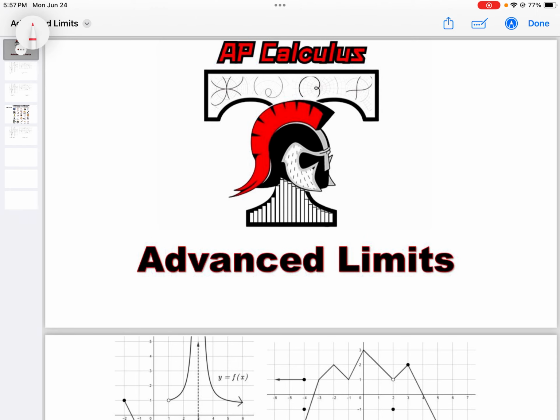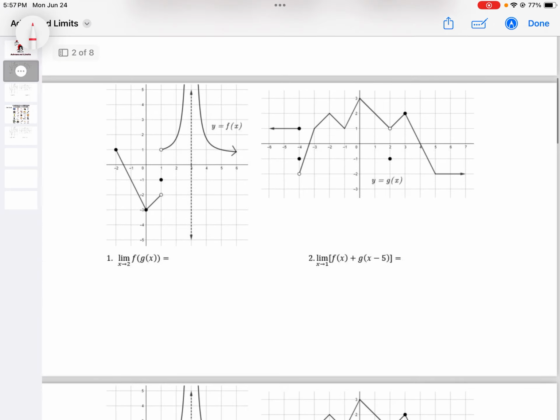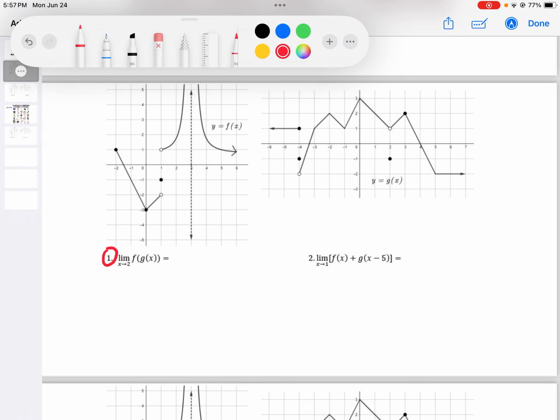All right, in this video, we're going to talk about advanced limits. So this is a topic we've talked about before. We're going to talk about limits, but these are just some little extra tricky ones. So looking at number one, we want to find the limit as x approaches 2 of f of g of x. So it's a function composition with limits.